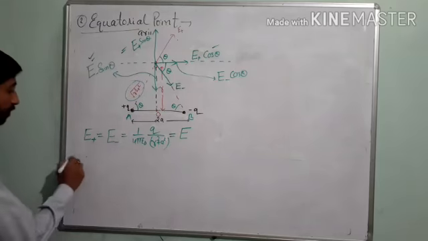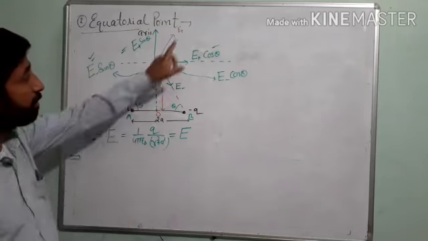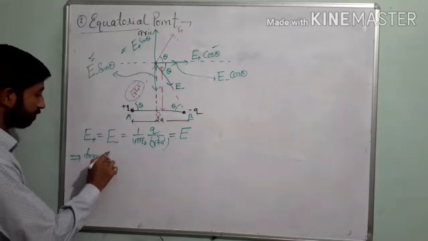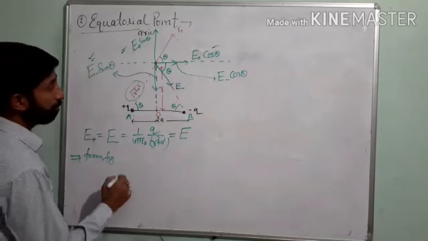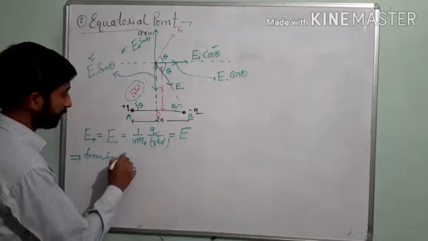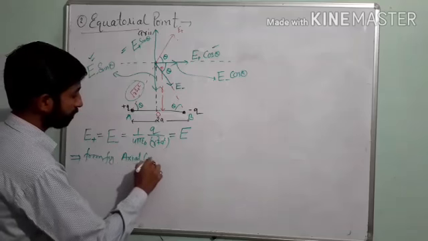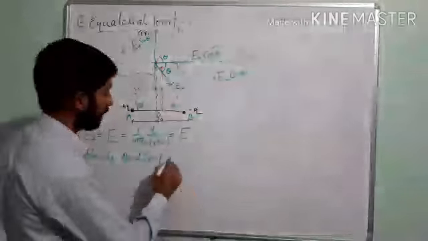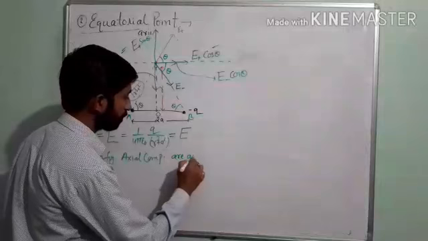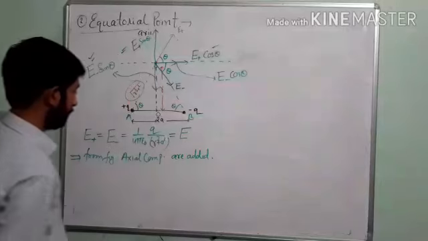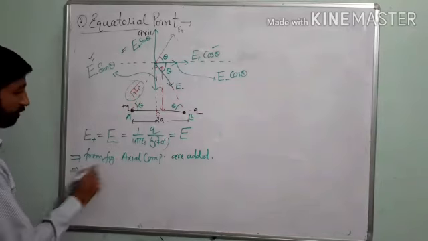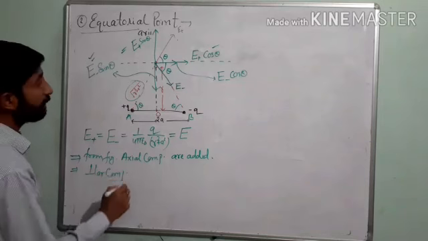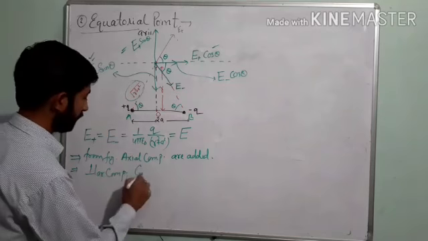right? So from the figure it is clear that the horizontal components, the axial components, being in the same direction, are added, and the perpendicular components, being equal and opposite, cancel each other.